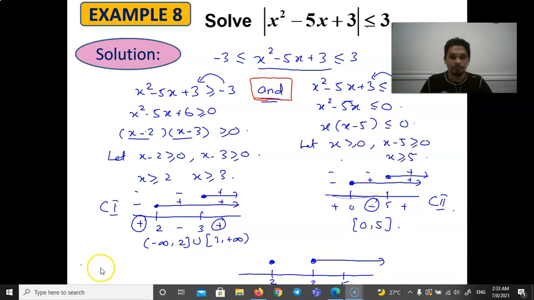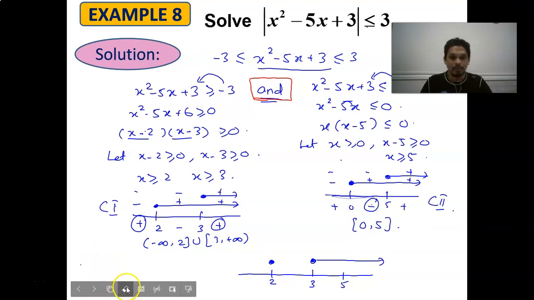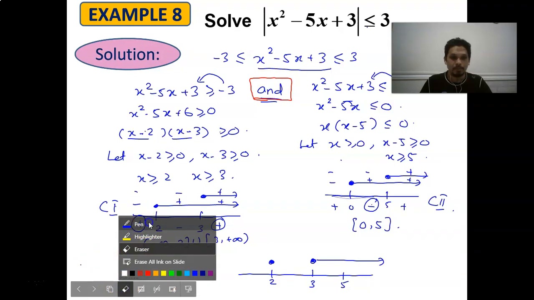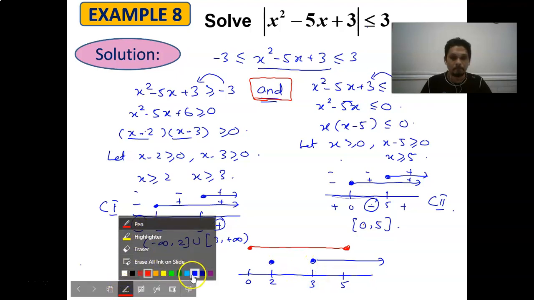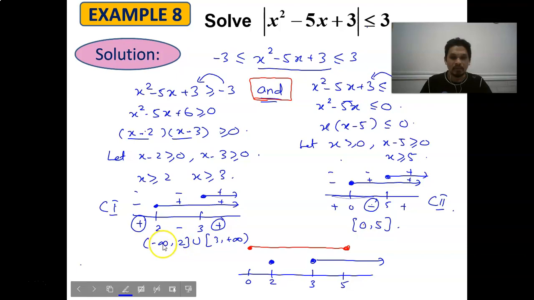Okay, so now, 2 and 3 and 0 here. I'm going to sketch the line of case number 2, 0 until 5, with red ink. Here, until here. Before that, negative infinity until 2. Here.